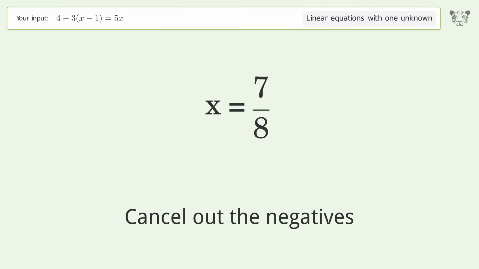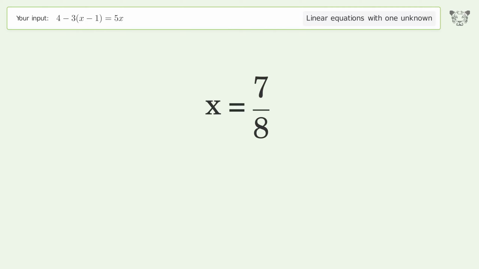And so the final result is x equals 7/8.